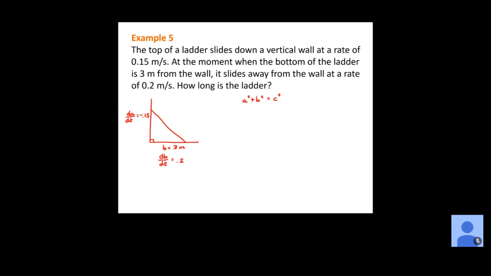Good, right? We need these rates of change, so we're going to take the derivative of each one. We've got a squared, which is going to give us 2a, and because it's with respect to time, don't forget we need dA/dt here. Plus, next term, same thing: power rule gives us 2b, but because we're taking the derivative with respect to time, we're going to have dB/dt. And on the other side, again, same thing, 2c with respect to time, dC/dt.